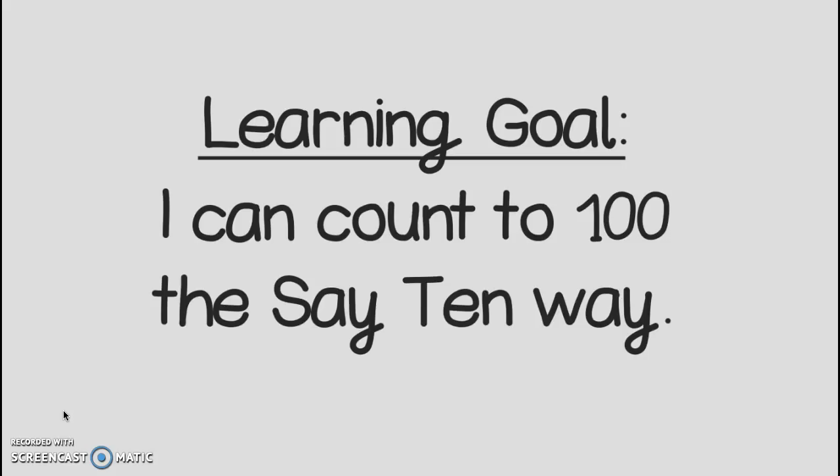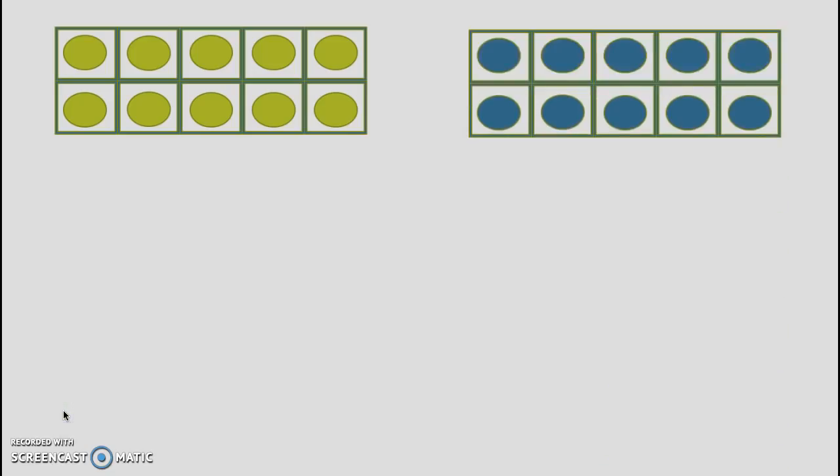I'm super excited. Now, we know that when we do it the say 10 way, we just talk about how many 10s we see, right? So for example, how many 10s do you see? Yeah, well, that's a 10 frame and it's all filled in. So we would say 1 10. Right? What if I put another 10 frame up there? What would you say now? Yeah, two 10s, because here's a 10 and here's another one.